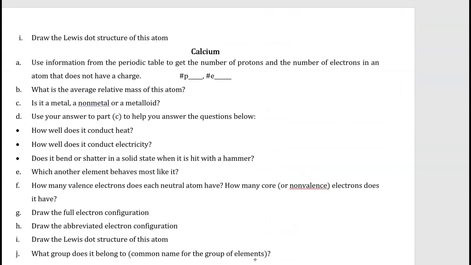Draw the Lewis dot structure of this atom, and you know how to do this. So 6 valence electrons, we start with 1, 2, 3, 4, and then do pair 5, 6. Okay, that is a good example of a Lewis dot structure.